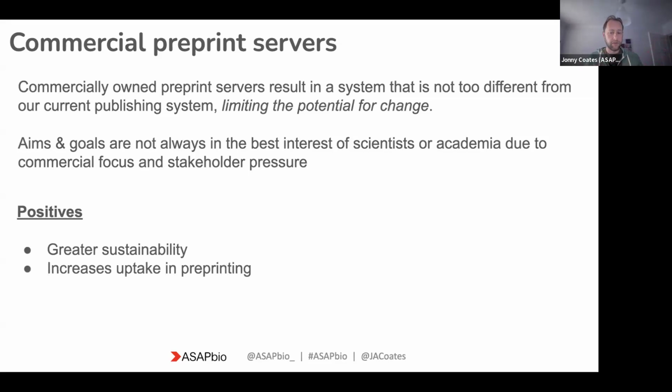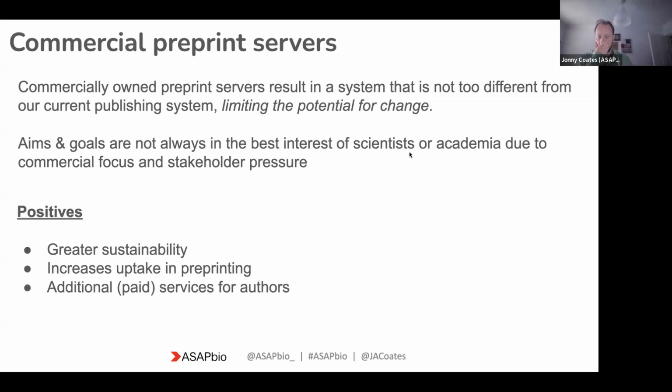This helps uptake in preprinting. So one thing we've seen, for example, with Research Square is that because it's owned by Springer Nature, the preprints are getting deposited to Research Square at the time of submitting to a Springer Nature journal, and that increases the amount of preprinting that we see, which is good. Also bad because people aren't putting any thought into which server it's going to or the actual process of preprinting.